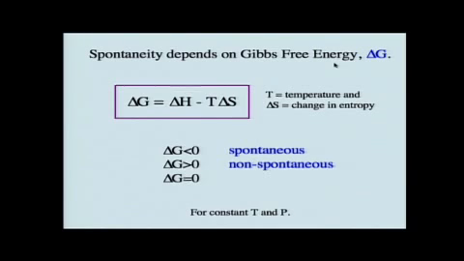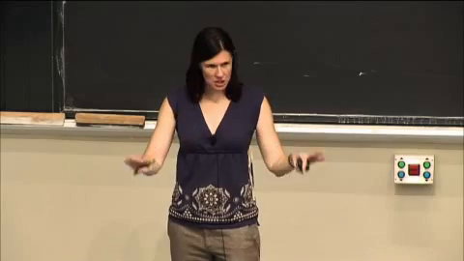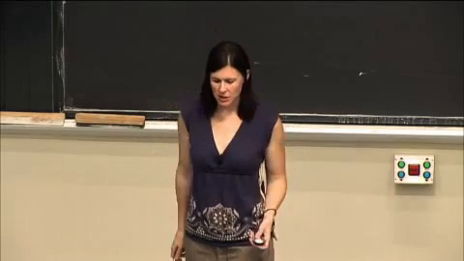So that means that if delta G is greater than 0, then what we're going to see is a non-spontaneous process. And finally, in the case where delta G is equal to 0, at this point we're at equilibrium, which basically means that there's no net change in either the forward or the reverse reaction in terms of whether something's spontaneous or not spontaneous. It's just at equilibrium, we see no net change.